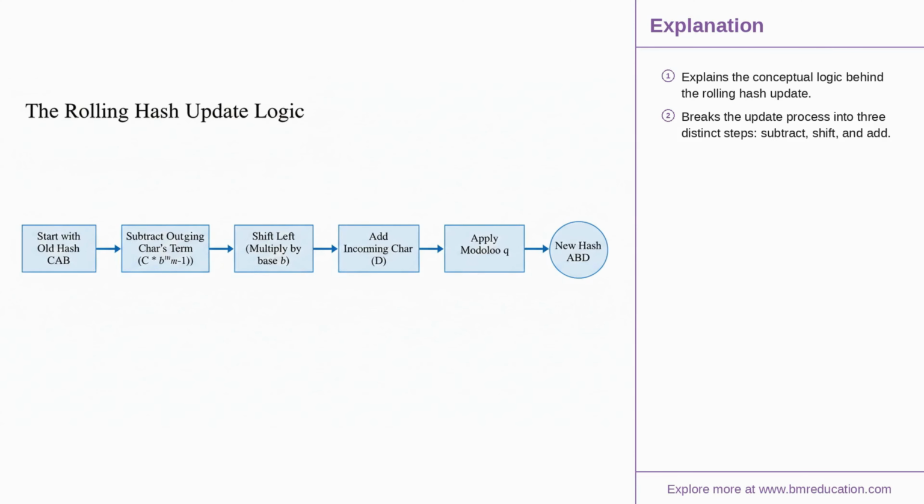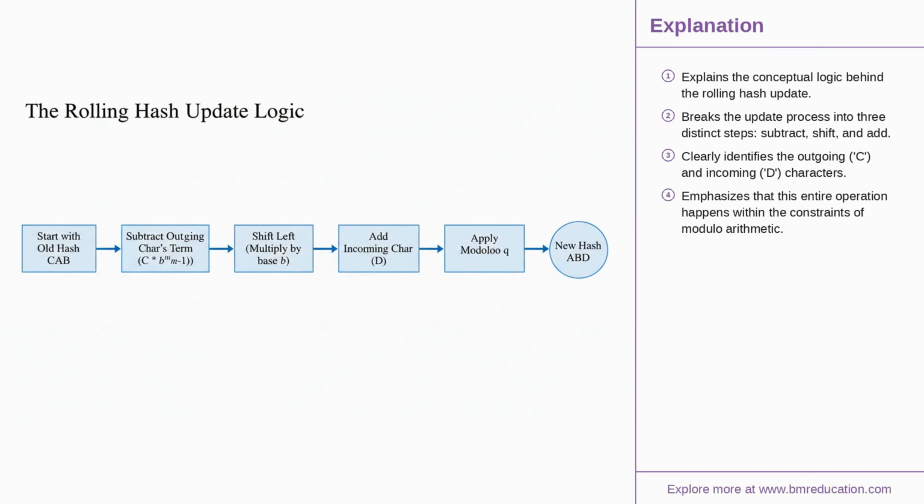Now for the rolling magic. Imagine our window slides from CAB to ABD. To get the new hash, we first subtract the term for the outgoing character, C. Then we multiply the entire result by the base b to shift all the characters' positions one place to the left. Finally, we add the term for the incoming character, D. This entire operation is done modulo q.